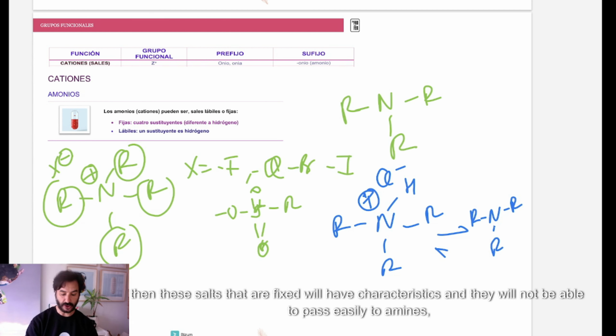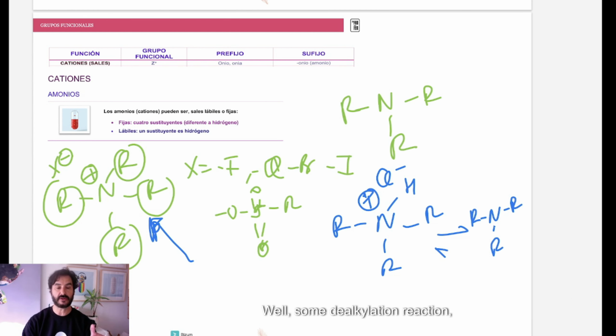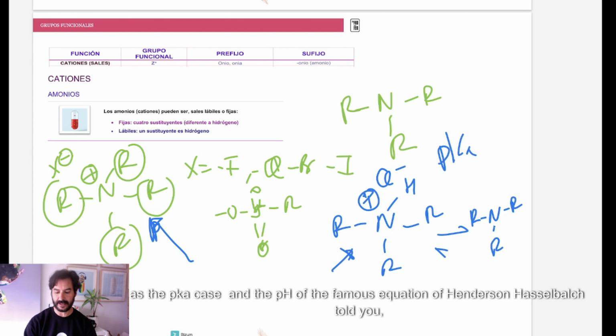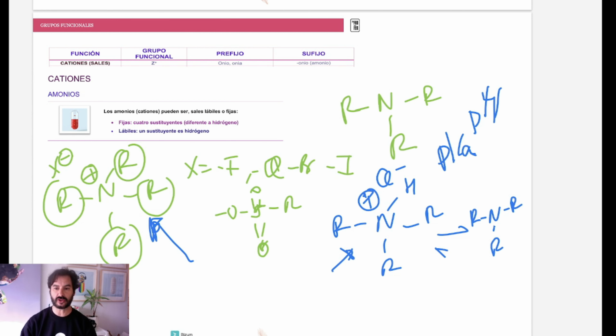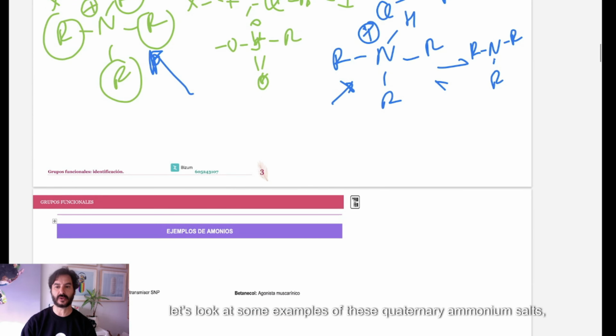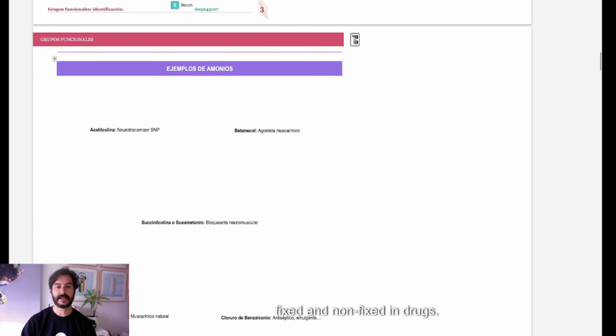Well then, these fixed salts will have characteristics, and they will not be able to pass easily to amines, but they can undergo some dealkylation reaction, either chemically in a laboratory or at a biological level. However, these labile salts are reversible salts, and depending on the pKa and the pH, the famous Henderson-Hasselbalch equation, they will be ionized or not ionized. Well, let's look at some examples of these quaternary ammonium salts, fixed and non-fixed, in drugs.